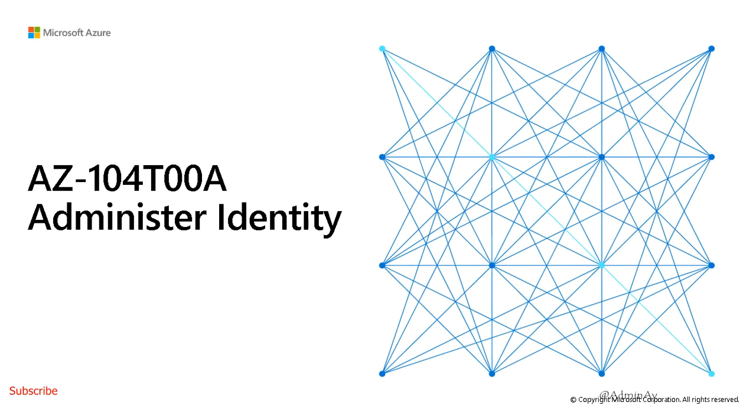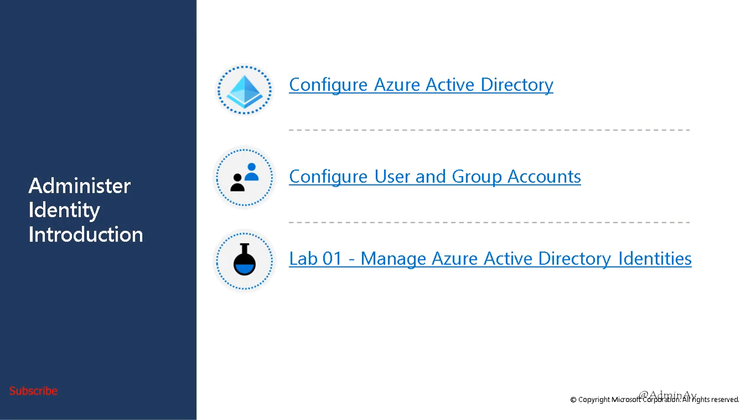Now we are looking at AZ-104 Administer Identity, which takes 15 to 20% of the examination, as we have seen before. Literally, what identity is talking about is that it allows you to work with users and groups and other identity solutions. We are going to look at how to configure Azure Active Directory, as well as configure user and group accounts, and we also have a lab at the end of this class.